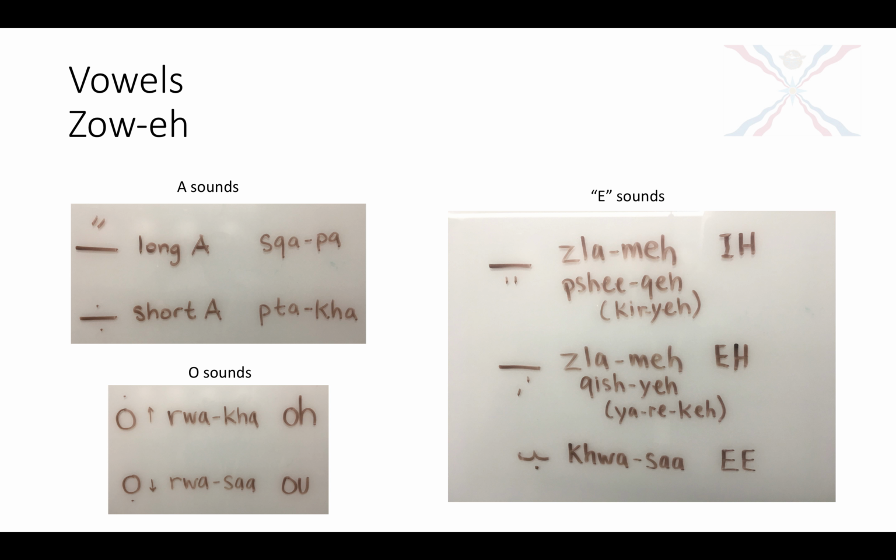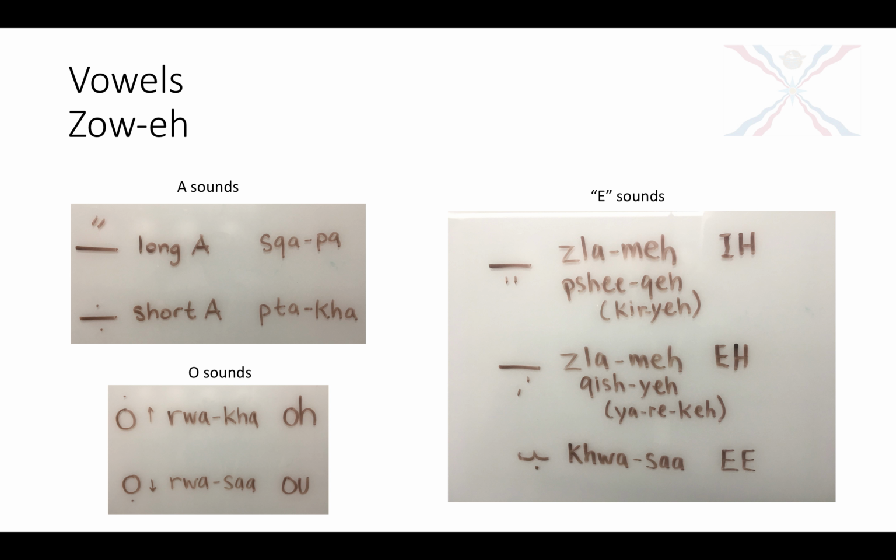Now we'll look at vowels, also known as Zow-eh, and the way I usually classify them is there's basically three sounds that the vowels make. There's the A sound, O, and E, and the reason why I put E in quotes is the first one is more of an eh sound, and we'll get to those in a second. So the long A, if you see I drew it over the line, some of the vowels can go over any consonant. Some of them only go over specific ones.